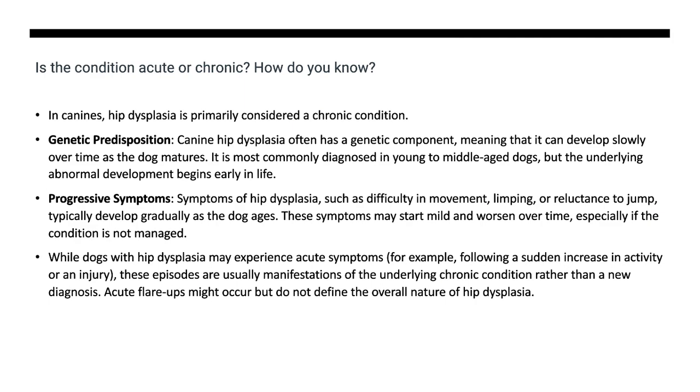While dogs with hip dysplasia may experience acute symptoms, for example, following a sudden increase in activity or injury, these episodes are usually manifestations of the underlying chronic condition rather than a new diagnosis. So acute flare-ups might occur but do not define the overall nature of hip dysplasia.